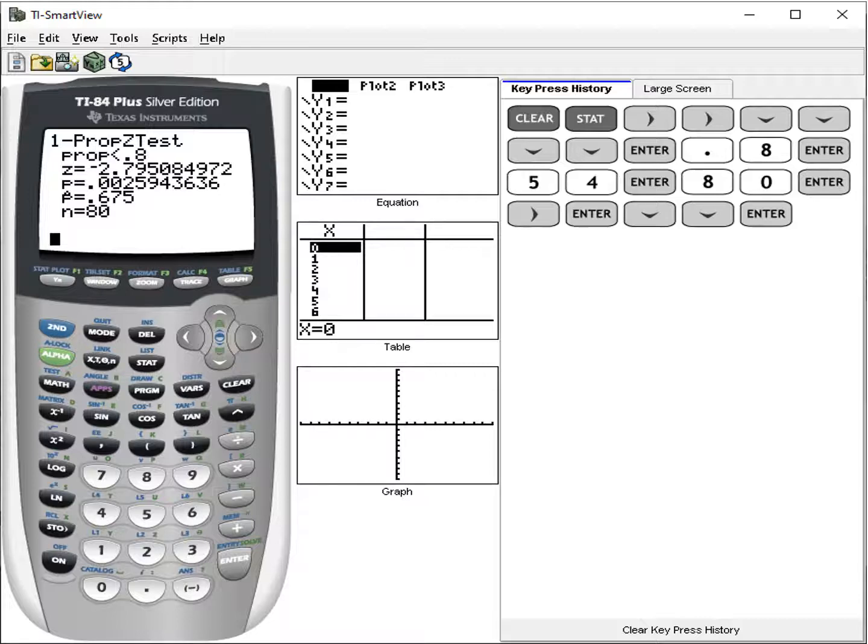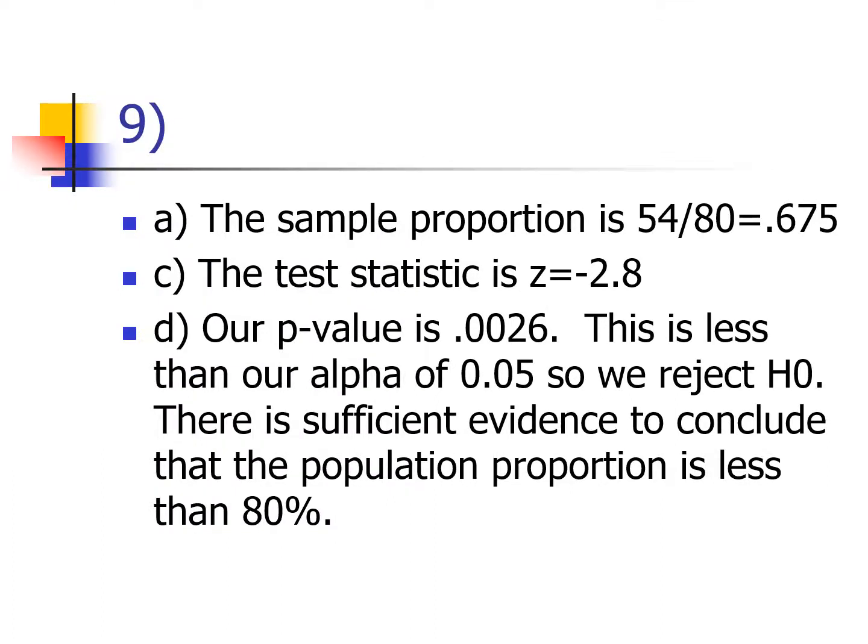Now notice for the 1-PropZTest, it also gives us that p hat. Underneath our p-value, you see p hat, and it says 0.675, which is 54 divided by 80. The book's first question is to compute the sample proportion p hat. The calculator did that for us, not that it's very difficult to do on our own. We had 80 individuals, 54 of them had the characteristic of interest, so 54 out of 80 is 67.5%.